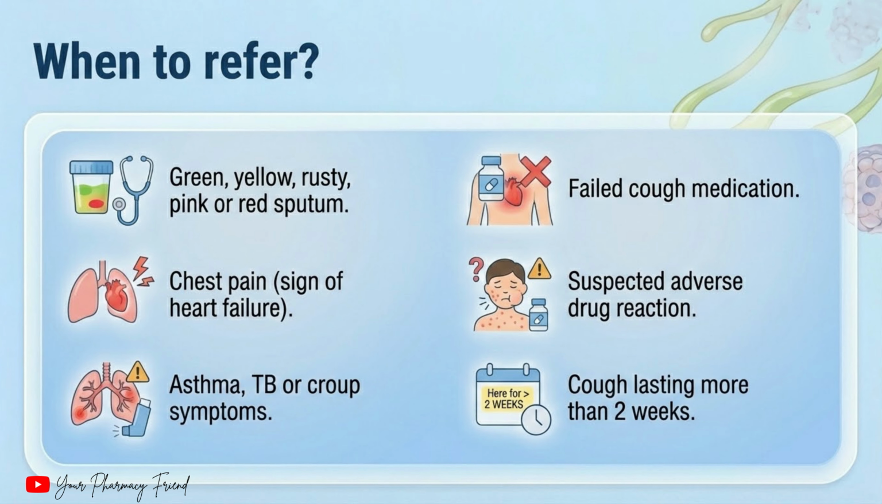Refer a patient to a doctor if they have colored sputum, chest pain, suspected asthma, TB, or croup symptoms, failed cough medication, a suspected adverse drug reaction, or a cough lasting more than 2 weeks.